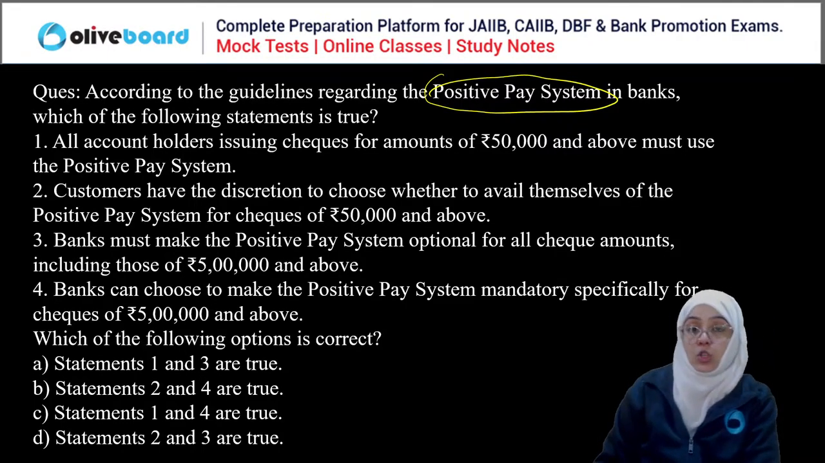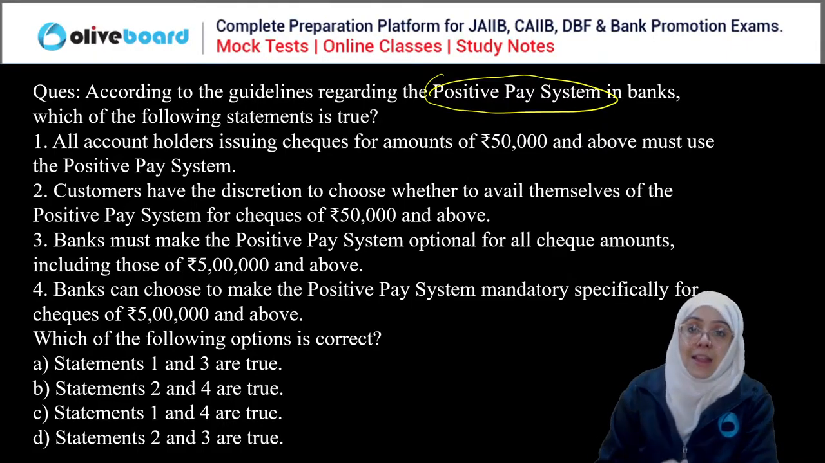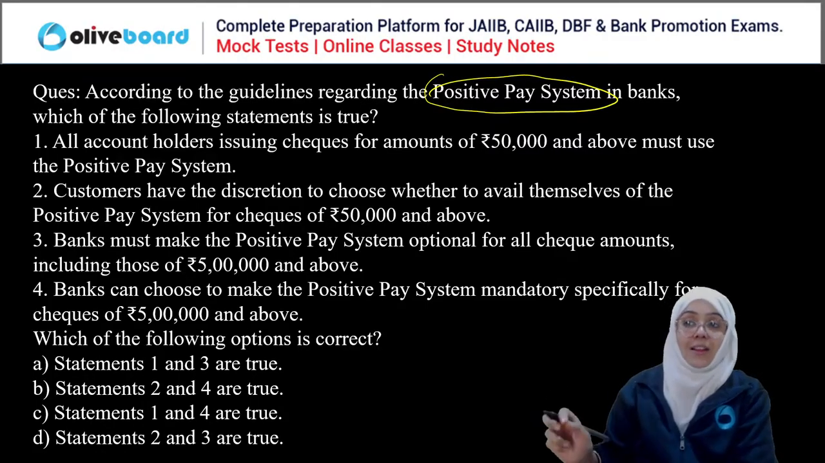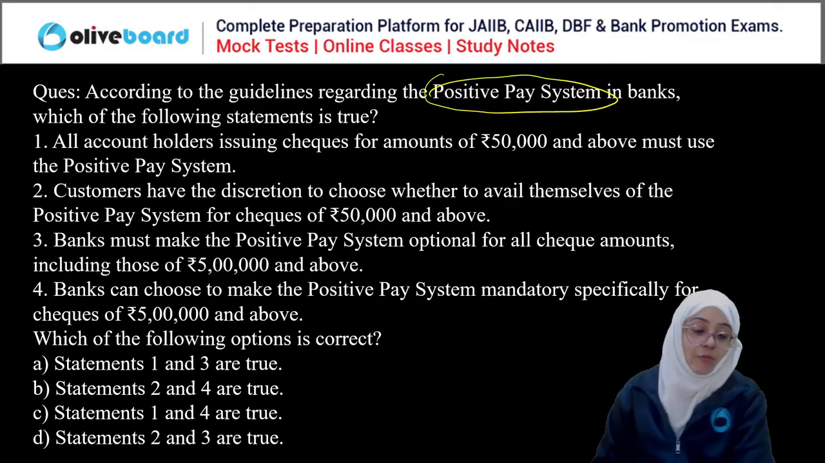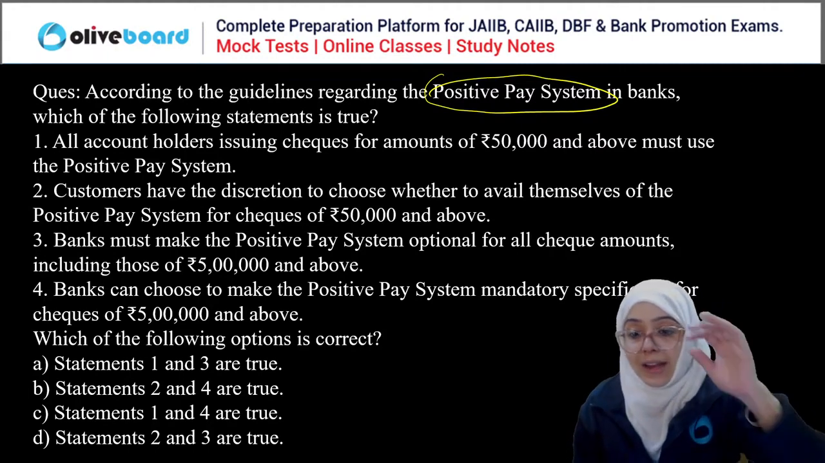Very good question. What is the positive pay system? Reconfirming the details of the check if it is a large amount check. Reconfirming the details from the drawer, that is called the positive pay system. Which of the following statements is correct regarding the positive pay system? Just read it out and answer this question correctly.